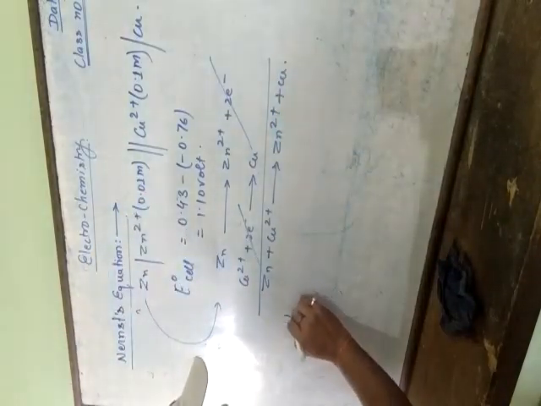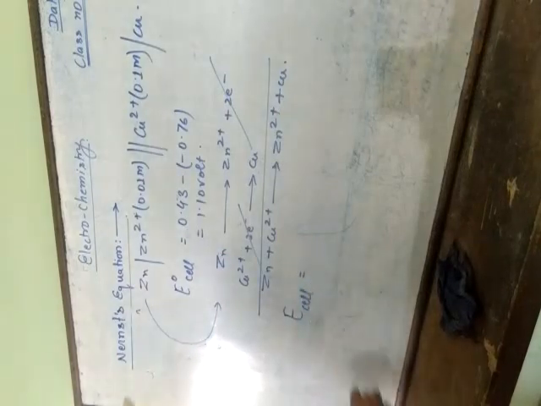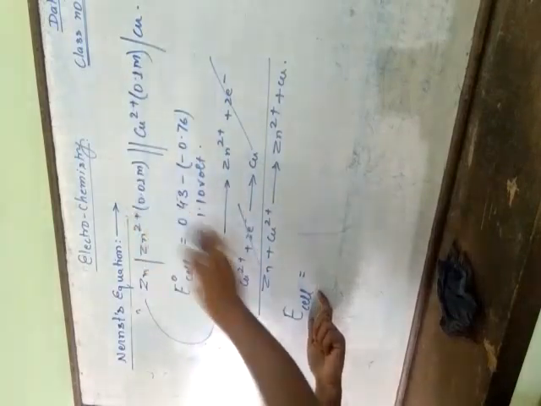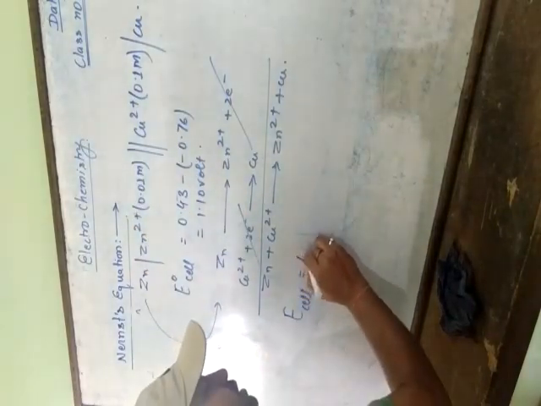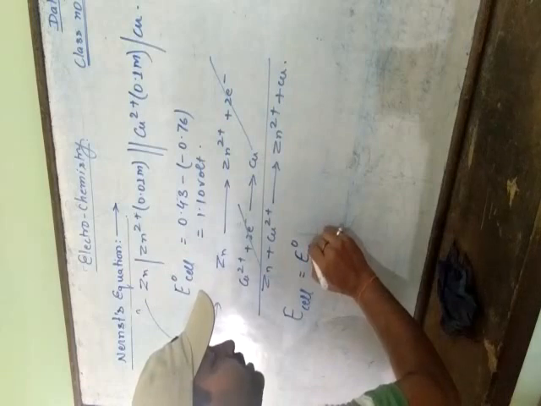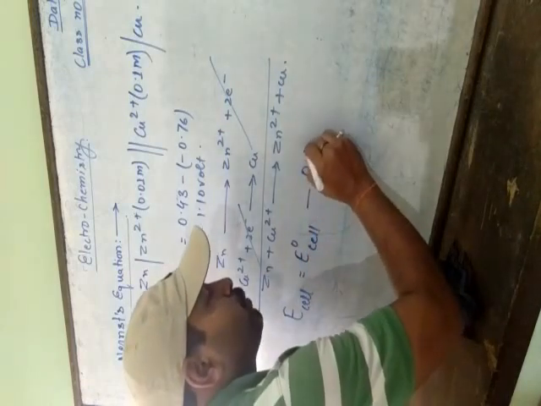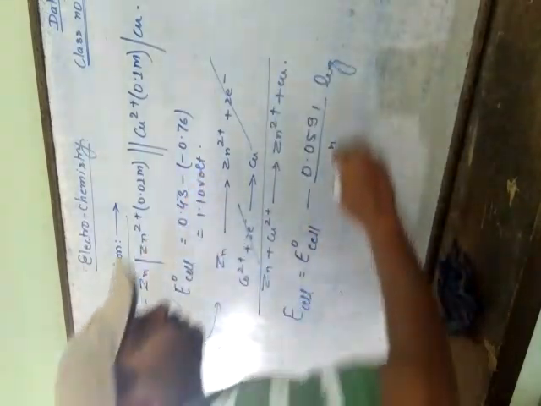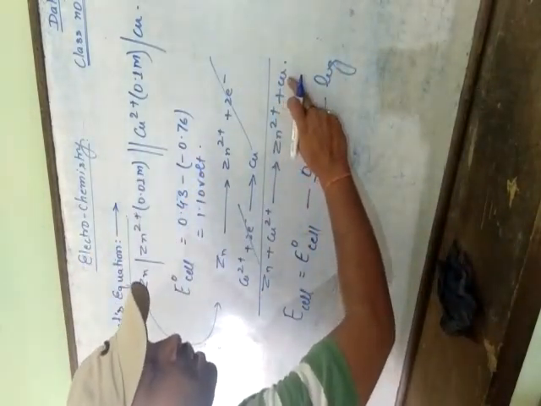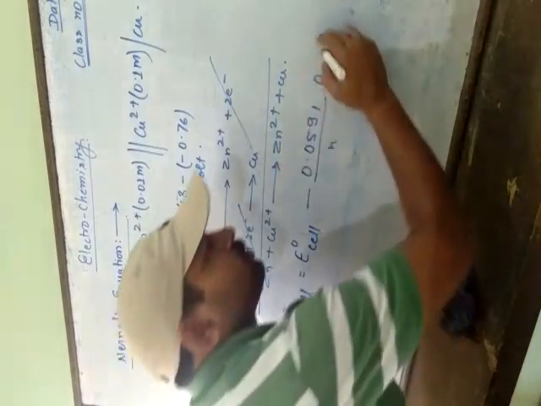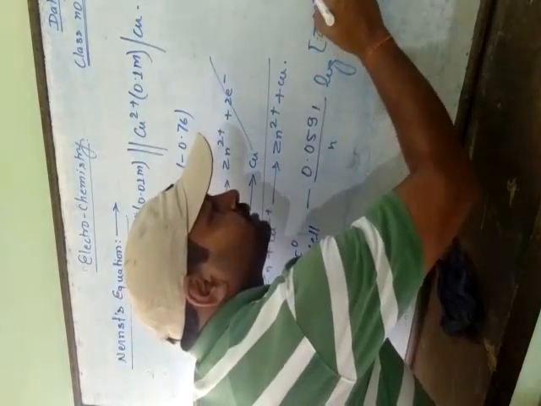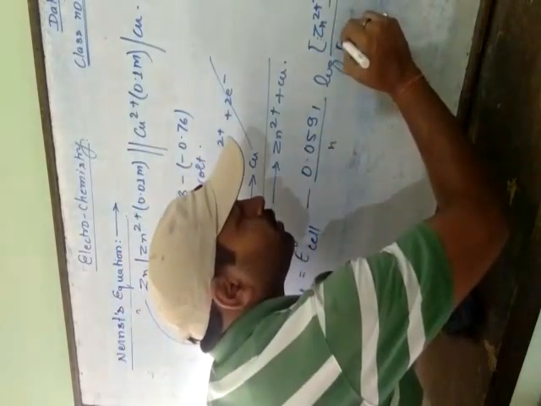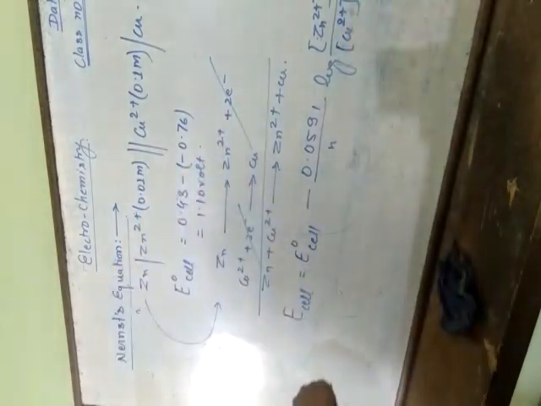So students, we follow the Nernst equation. E cell is used here because oxidation and reduction are both combined. So E cell is E0 cell minus 0.0591 by n log. Students, a pure solid has concentration 1, so Zn2+ concentration over 1 and copper 2 plus, taken as the denominator.